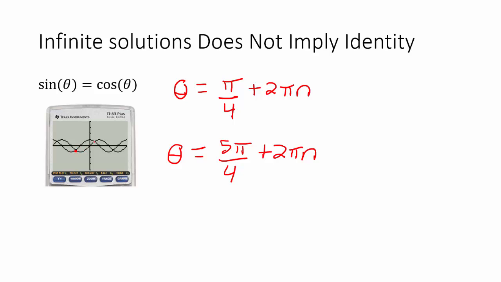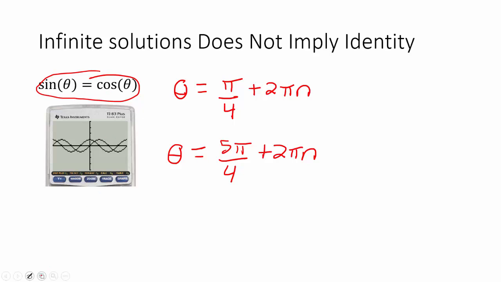Great. So you can see that on the graph of the sine function and the cosine function, there's an infinite number of intersection points. Each of the values of theta at those intersection points provides a solution to this equation. So there's an infinite number of solutions, but that equation is not an identity because, for example, the sine of 0 is 0, the cosine of 0 is 1. So this is not a true statement for all values of theta that are in the domain of both the left-hand side and the right-hand side.